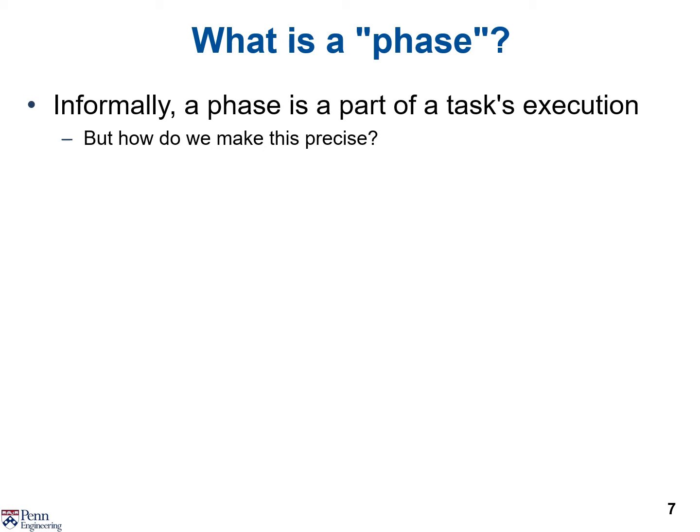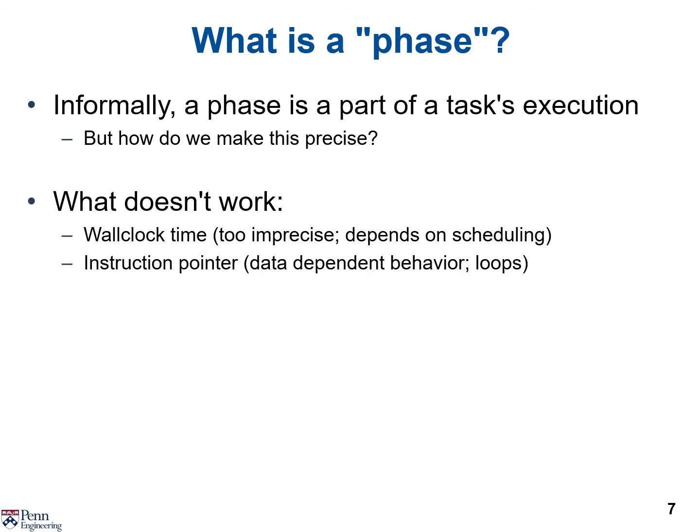Therefore, it is important that we keep track of this information. To do this, one may try using the wall clock time. However, this won't end up working because it can vary heavily from one run to another, depending on when the task is scheduled. Another idea is to use the task's instruction pointer, although this doesn't work either because it can repeat itself due to branching logic like loops.